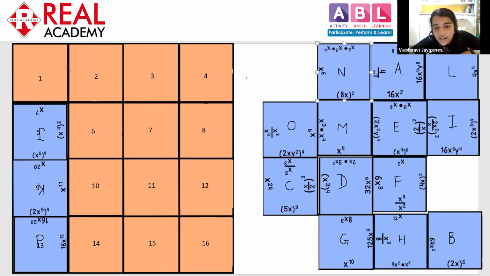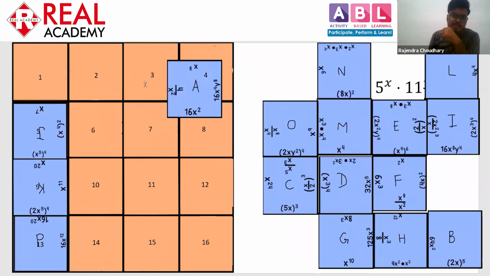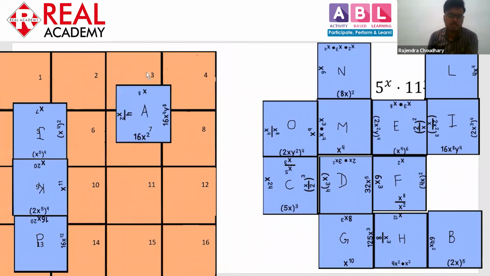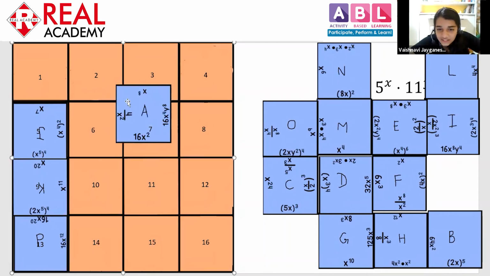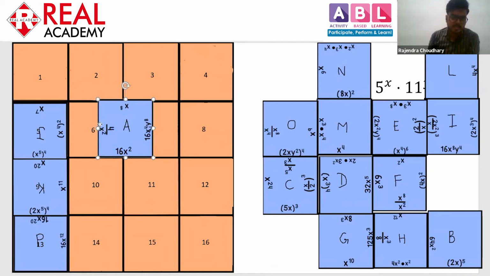Sir, so A will come. A, correct. x raised to 8 dikh raha hai isme, okay? Good. So x raised to 7, can you please give us a hint? I'm unable to find that. x raised to 7, where is x raised to 7?